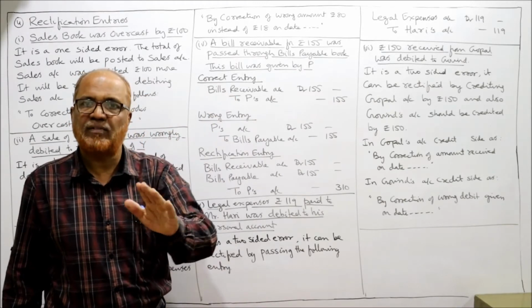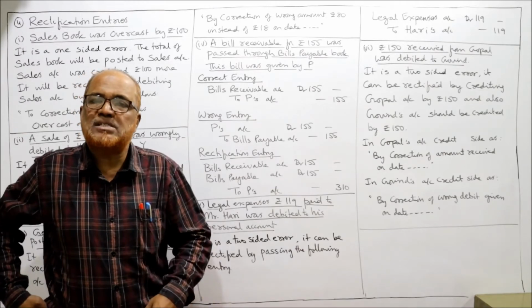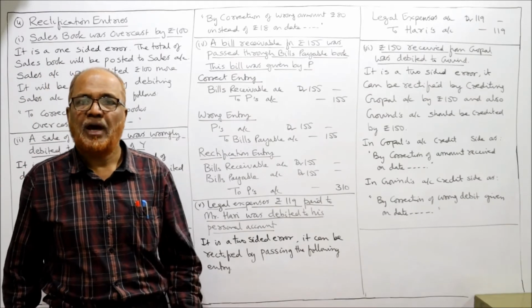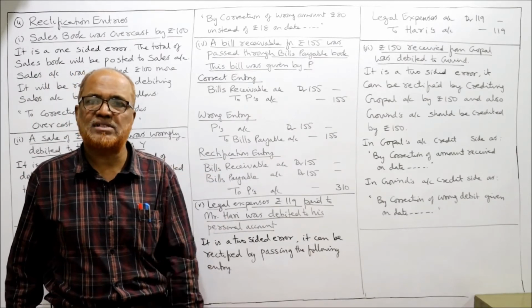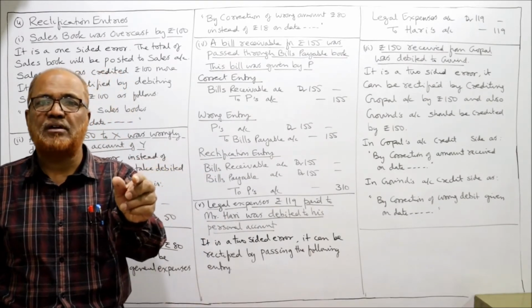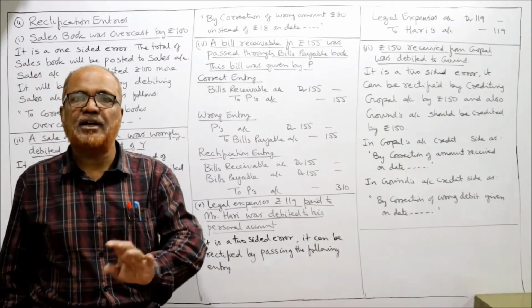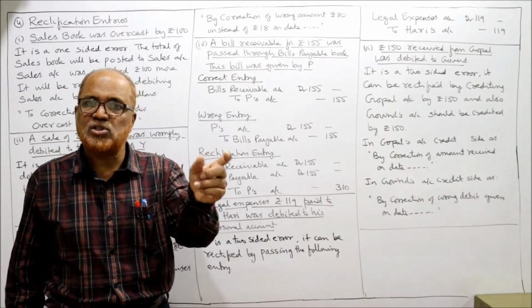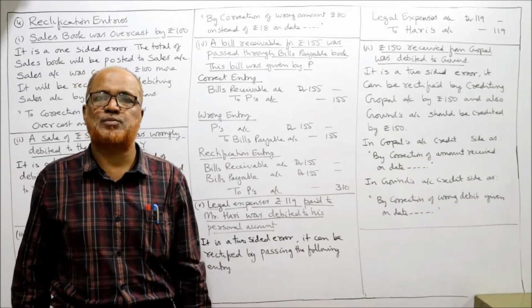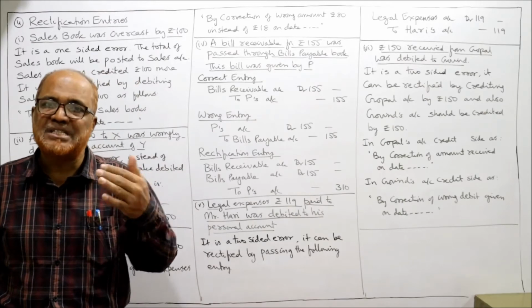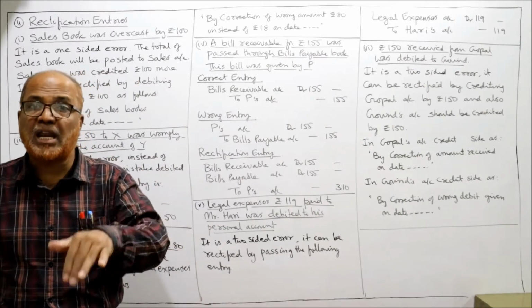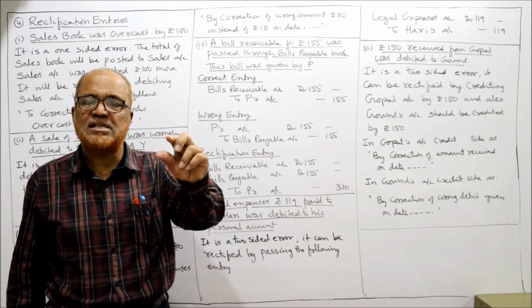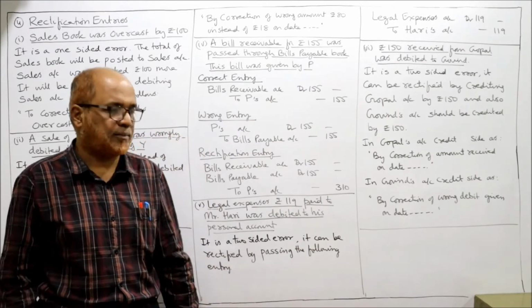This is the correct entry when legal expenses are paid. But by mistake, the accountant has debited Hari's account. Hari was the person who is providing legal services. So Hari's account was debited. So now we have to credit Hari, because the correct entry is legal expenses should have been debited. It was not debited. Now we debit legal expenses. Hari's account was by mistake debited. Now we credit it. So the rectification entry will be legal expenses account debit to Hari account.